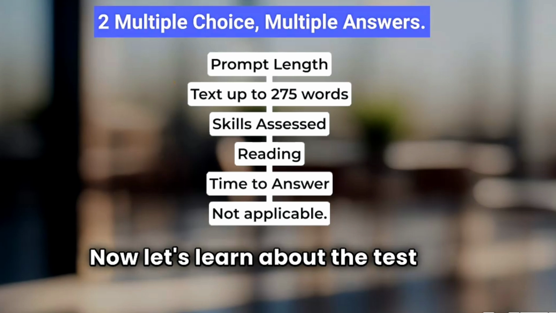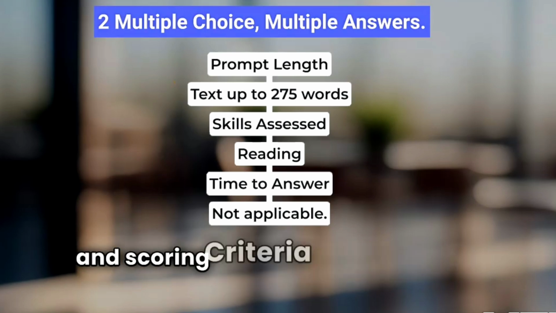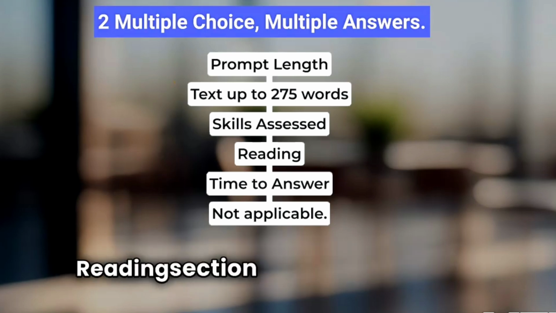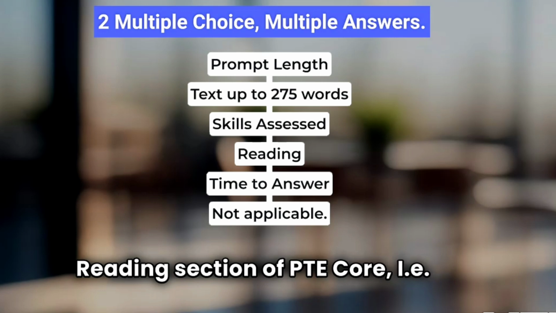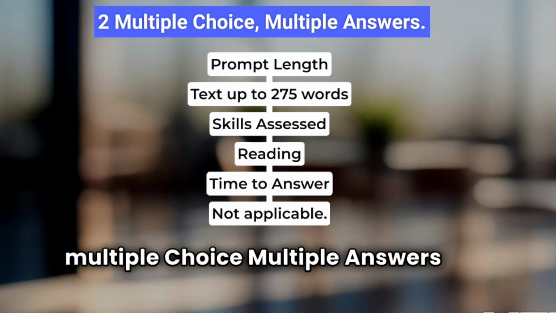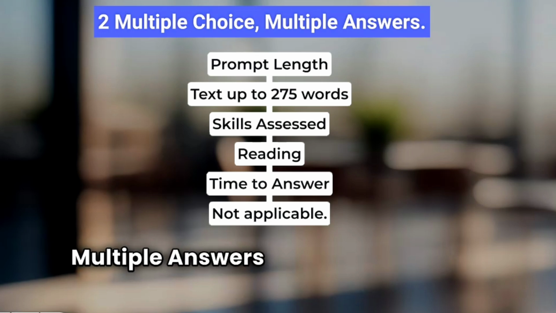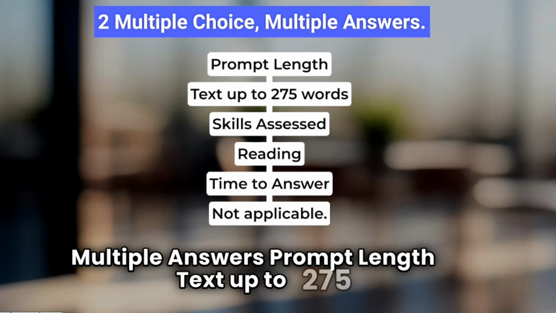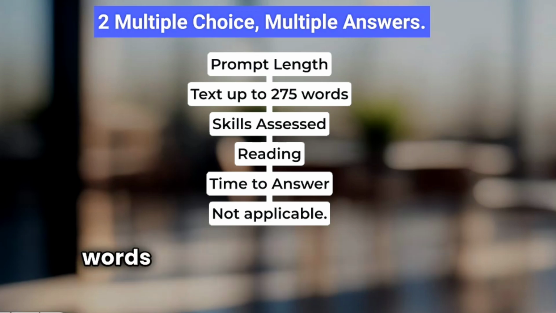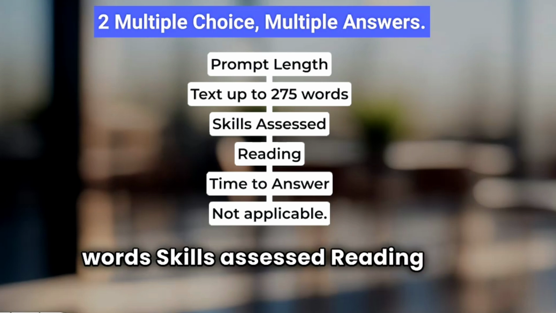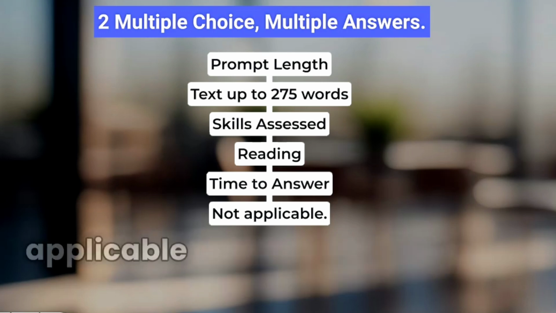Now let's learn about the test format, tips, and scoring criteria of Task 2 of the reading section of PTE Core, that is multiple choice, multiple answers. Task 2. Multiple choice, multiple answers. Prompt length: text up to 275 words. Skills assessed: reading. Time to answer: not applicable.